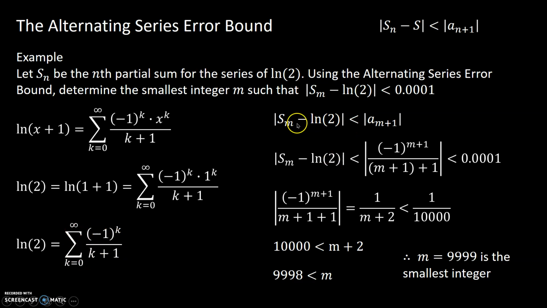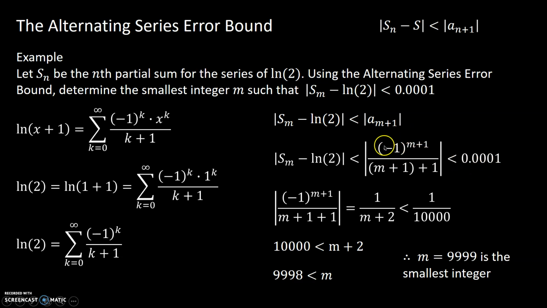And our question is, what is the smallest integer m where the error to natural log 2 is less than 0.0001? Well, if this is the nth partial sum, the error is less than the next term. So we plug in m plus 1 in for k, m plus 1 and m plus 1 here. And we want that error to be less than 0.0001.